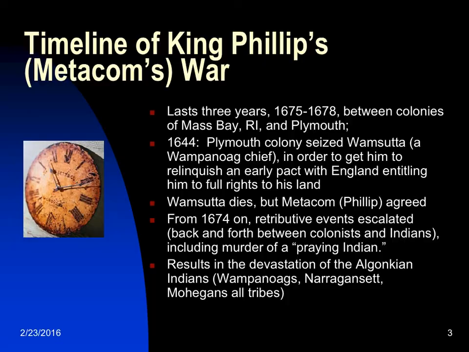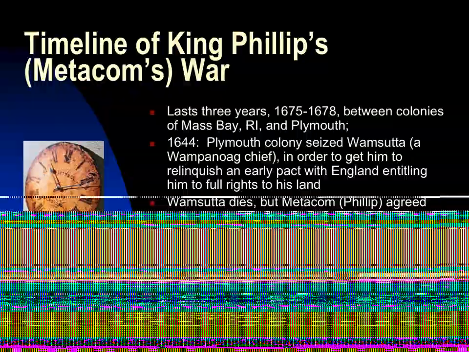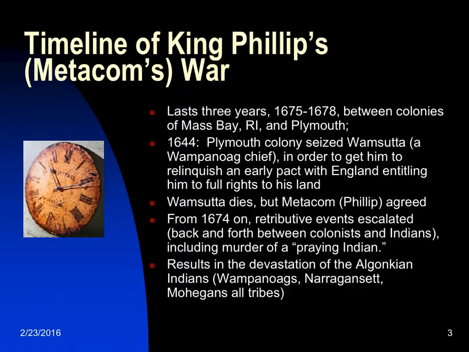It is fairly complicated, but the bottom line is that in 1644, the Plymouth Colony seized Wamsutta, who was a Wampanoag chief, in order to get him to relinquish an early pact with England, entitling him to full rights to his land. In the meantime, he died in captivity, but Metacom, his son Philip, agreed. So King Philip's War refers to the son of Wamsutta.